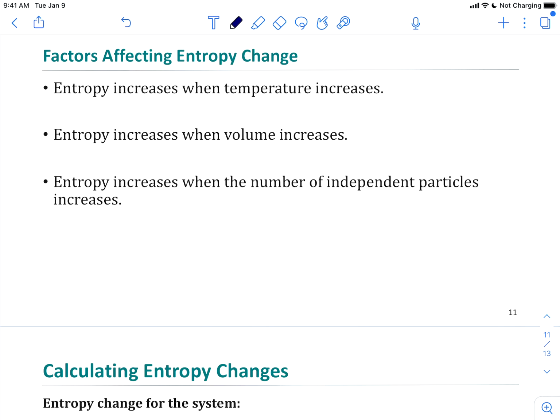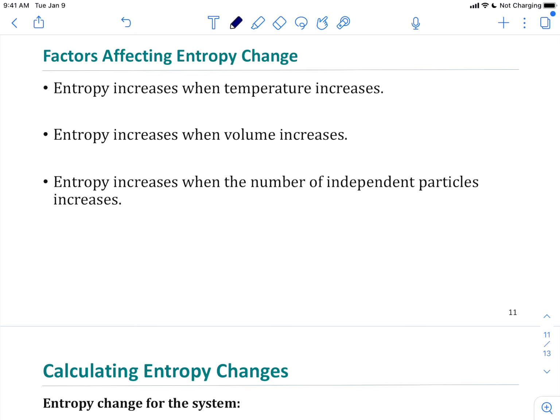Now, there are many factors that affect entropy. Entropy should increase with increasing temperature, right? That's going to make those molecules have more available energy states, higher energy, more motion, right? As the volume increases, you have more possibilities of positions, right? And the more particles you have, the greater the entropy.